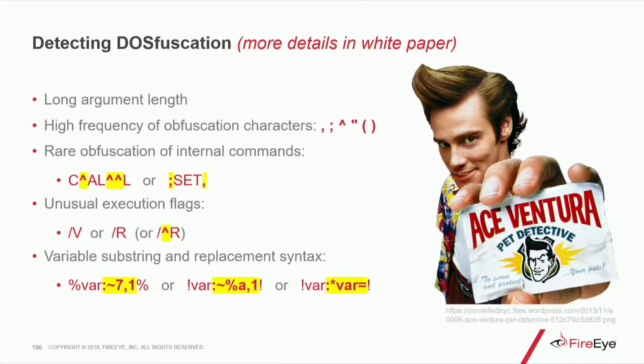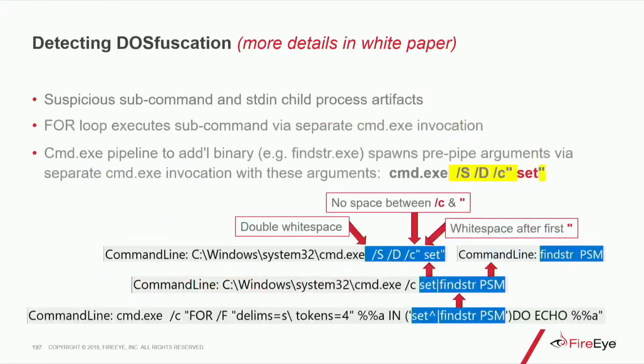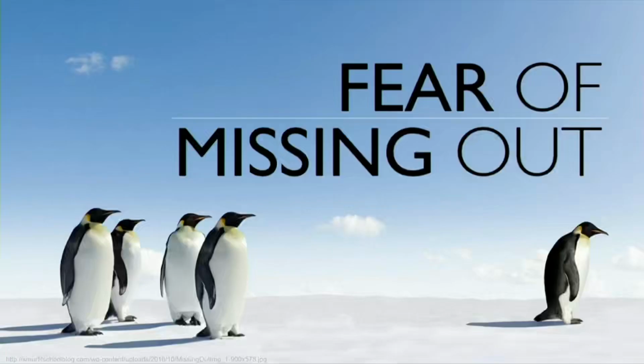But one really valuable one is looking for obfuscation of known internal commands, because when you start to break all this down, there are several building blocks necessary to make all this stuff happen. And so when you identify those building blocks, looking for the obfuscation of those is really important. SDC, there's more information in the paper about that. Again, artifacts of subcommands and standard input.